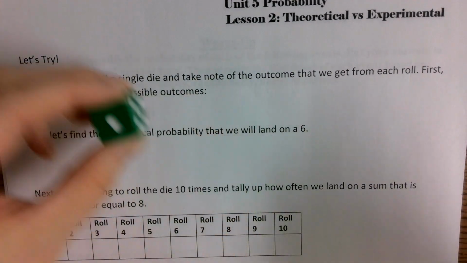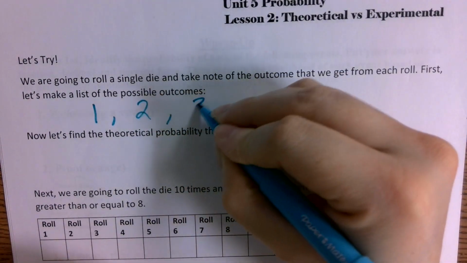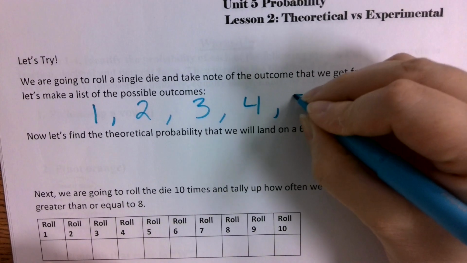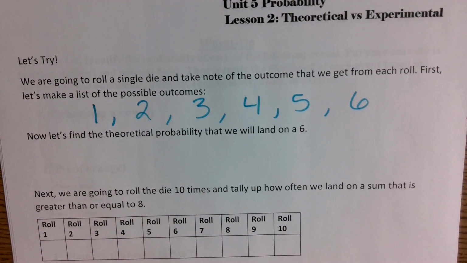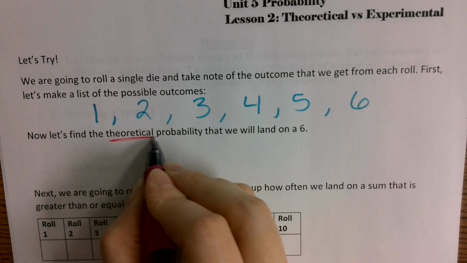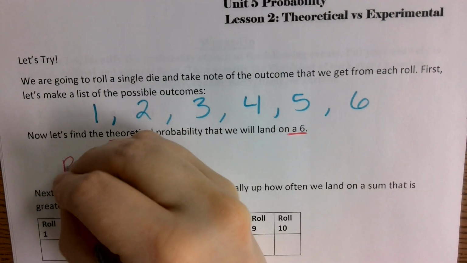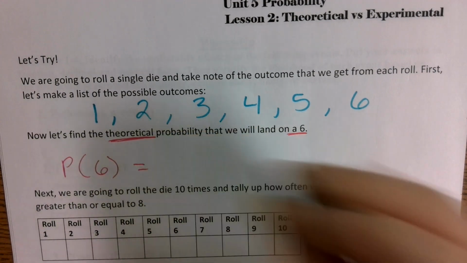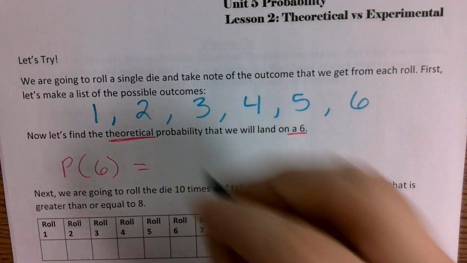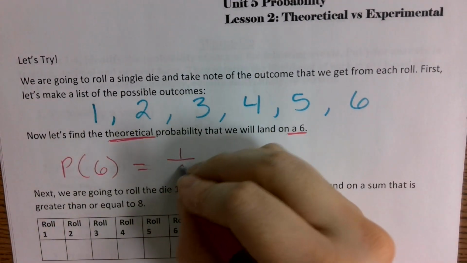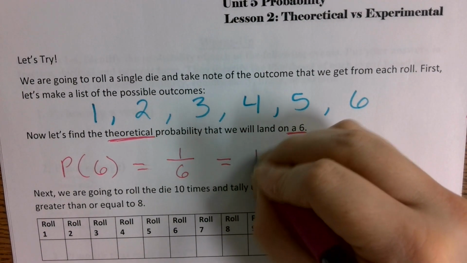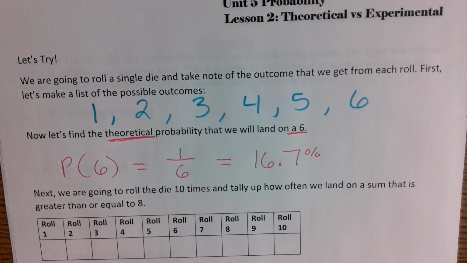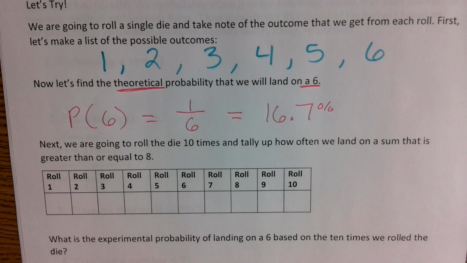What's the first one it can land on? It could land on a 1. We could land on a 2, a 3, a 4, a 5, and a 6. Okay, these are all the possible outcomes that we can land on. Now, I want to focus on the theoretical probability. In theory, how often should I land on a 6? So the probability of me landing on a 6, how many 6s are on the die? 1 of them. Out of how many again? 6. So 1 out of 6, which is roughly about 16.7%.